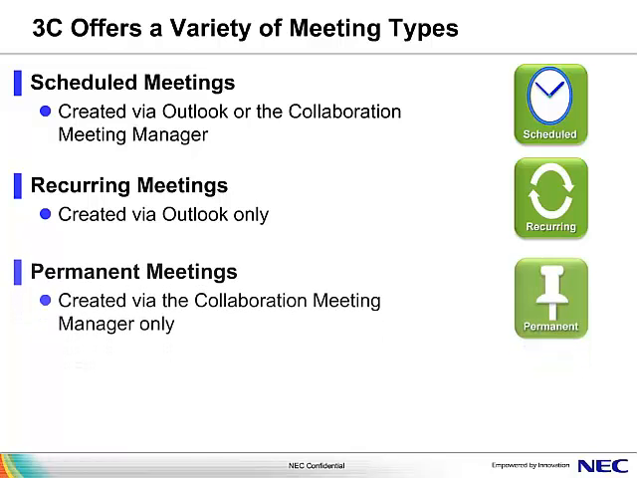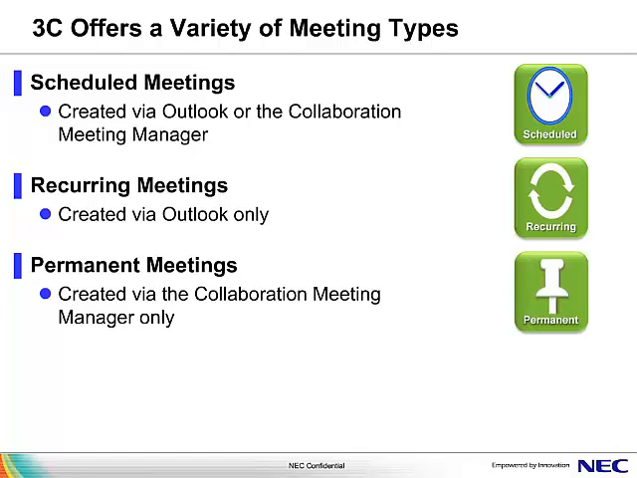For work groups who meet often and desire a permanent virtual meeting space, permanent meetings can be created in the Collaboration Meeting Manager. However, rights must first be granted by the 3C administrator before they are visible to the user. The maximum meeting size has to be specified, but a meeting end time does not.